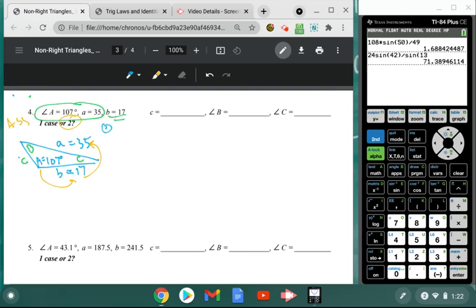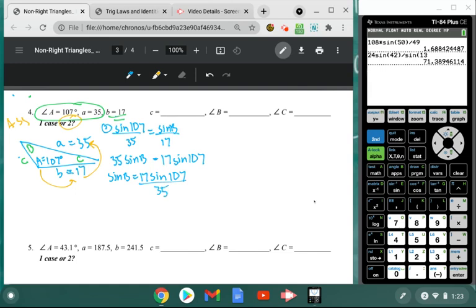Okay, so for step 1, I'm going to do the law of sines with A. So sine of 107 over 35 is equal to the ratio for B. So it's going to be the sine of angle B divided by 17. Let's go ahead and do some cross multiplying. So I get 35 sine B is equal to 17 sine 107. Divide both sides by 35, and the sine of B is equal to 17 sine 107 divided by 35.